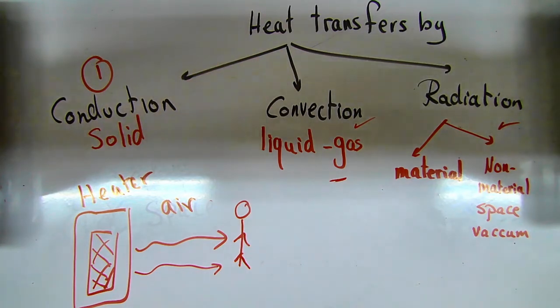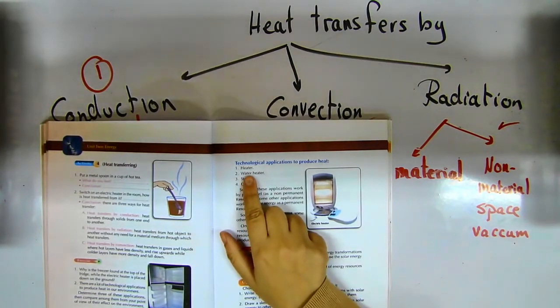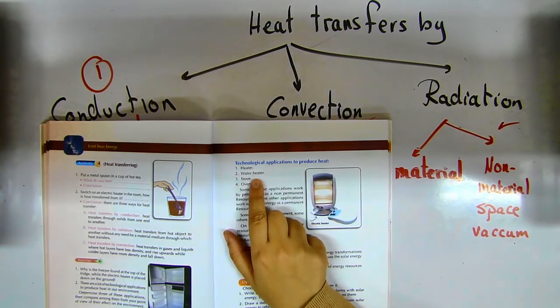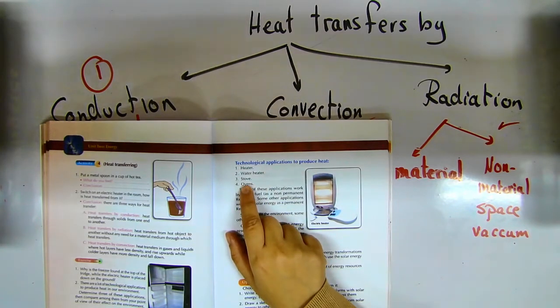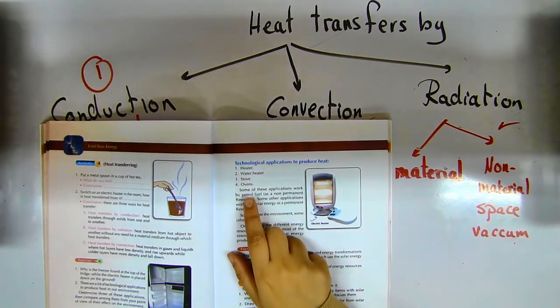Now we will talk about some technological applications about heat. Like the electric heater, which uses electric energy and changes it into heat energy. The same for the water heater, it uses electric energy and changes it into heat energy. The gas stove uses natural gas and changes it into heat energy. So the source of energy here is natural gas or fuel, which is chemical energy, and also ovens.